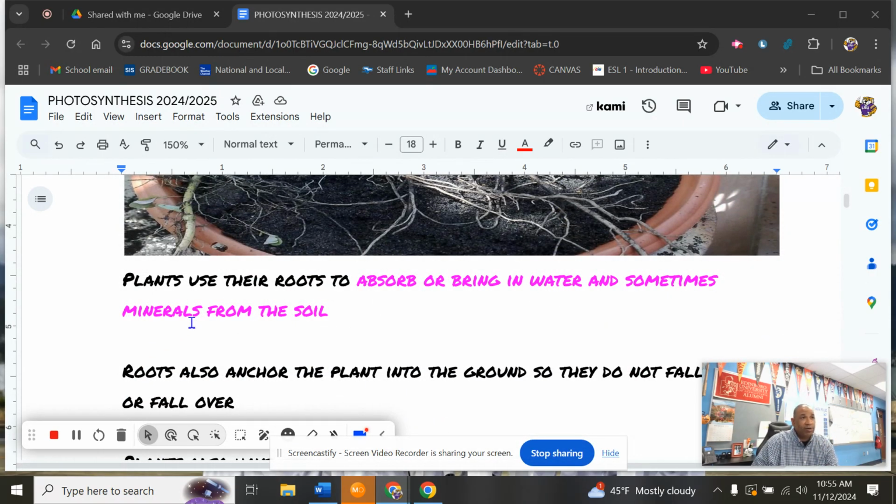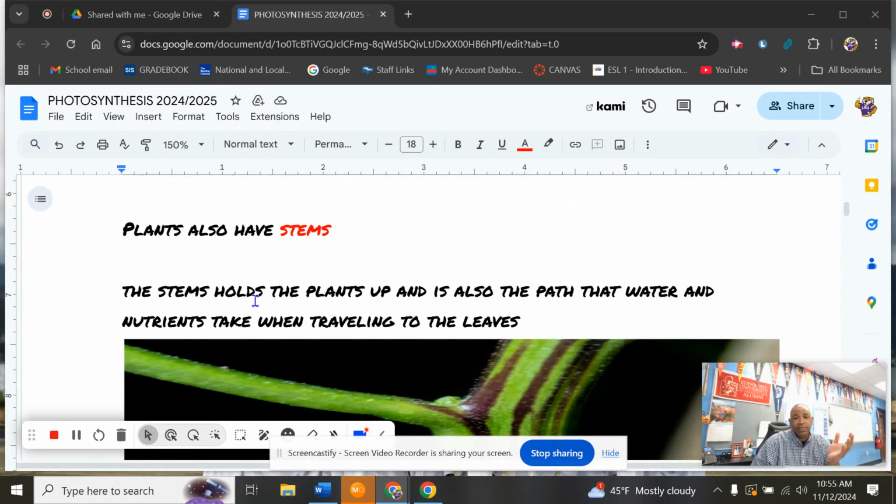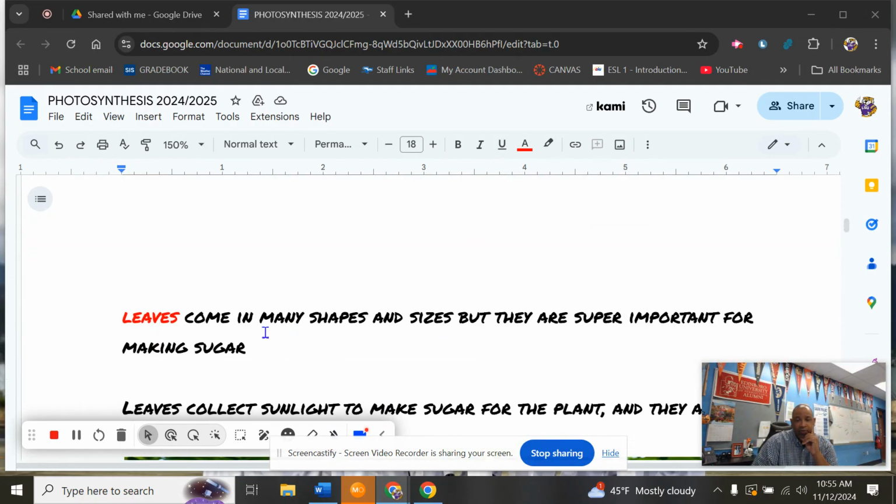Roots are used to anchor the plants in the soil, and they also get nutrients and water from the soil to the stem. The next thing you need to know is what the stem is. The stem holds the plant up. It is also a highway or a road that allows the water and nutrients to go from the soil up to the flower and to the leaves themselves. You need to know what the leaves are. Leaves come in many different shapes and sizes. They are important because they are used to make sugar. They act as the easiest way, solar panels, to collect sunlight.